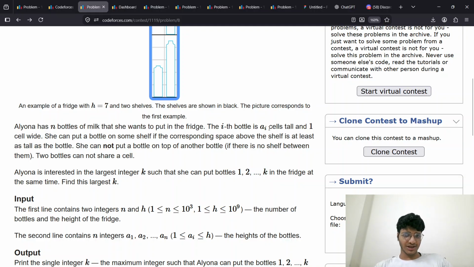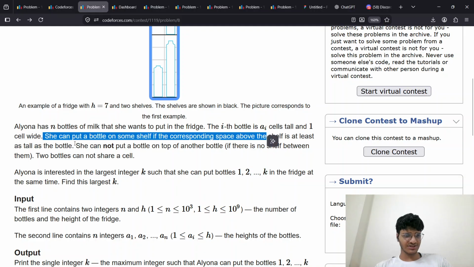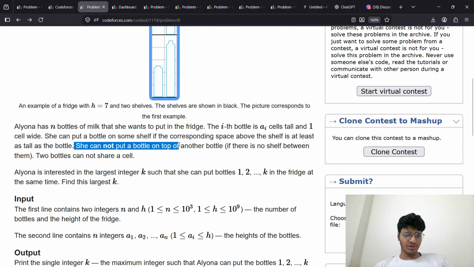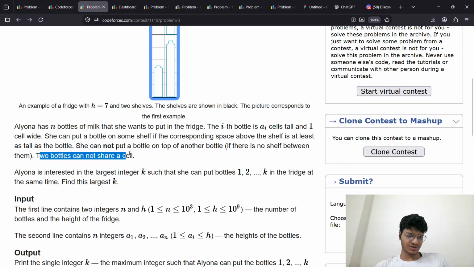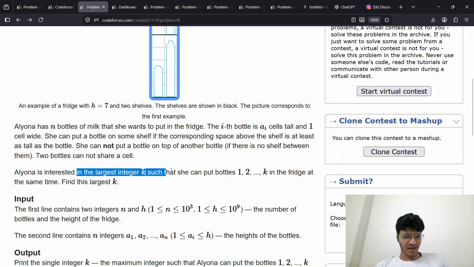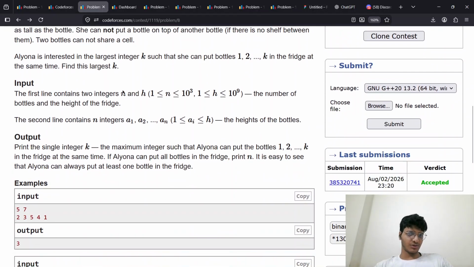The height of a bottle is ai cells. Let's suppose if it's 5, then its height will be 5 and one cell wide. She can put a bottle on a shelf if the corresponding space of the shelf is at least as tall as this bottle. She cannot put a bottle on top of another bottle if there is no shelf between them. Two bottles cannot share a shelf. Alyona wants to find the largest K such that she can put the bottles from 1 to K in the fridge at the same time. Find this largest K.